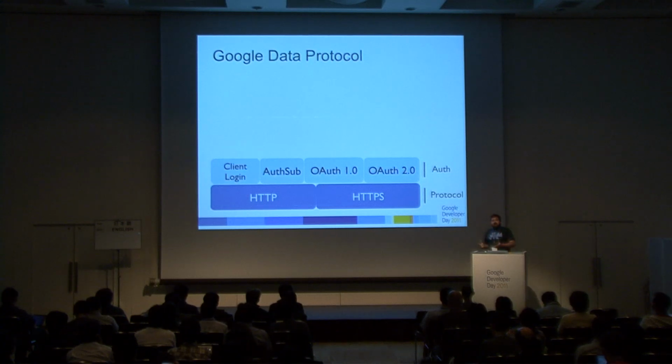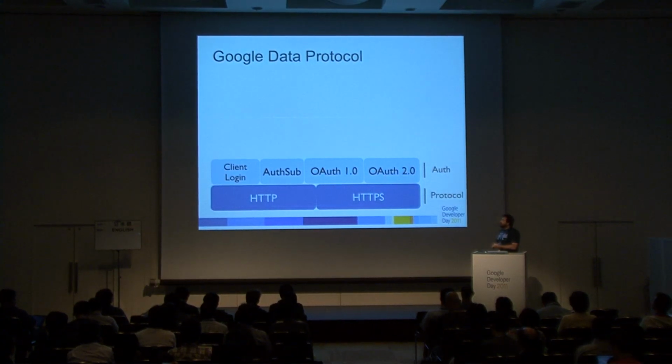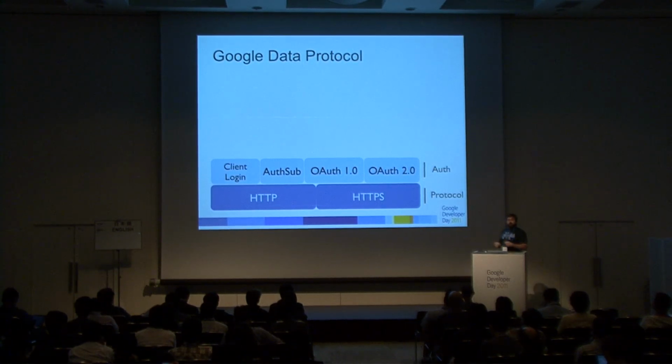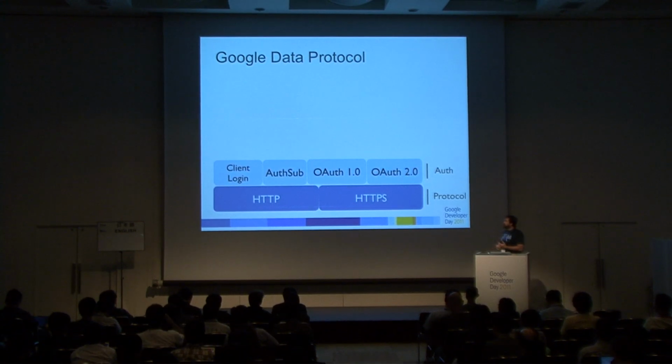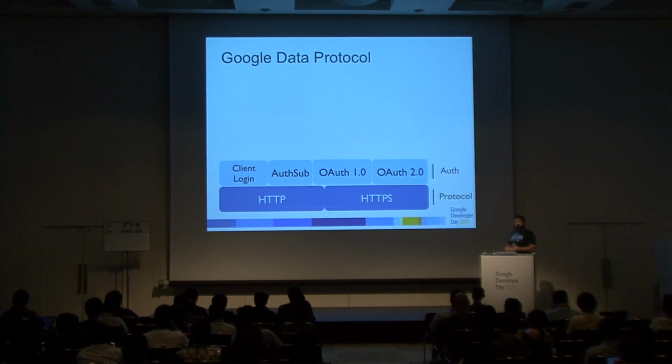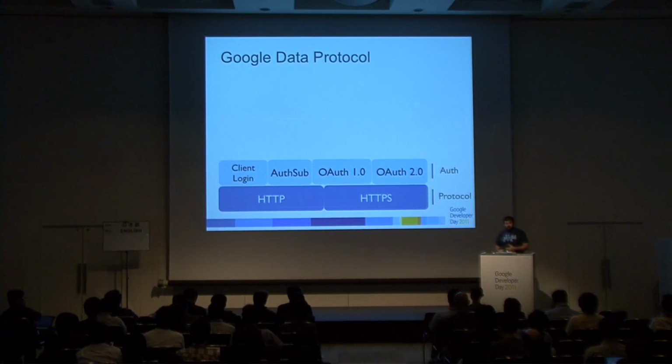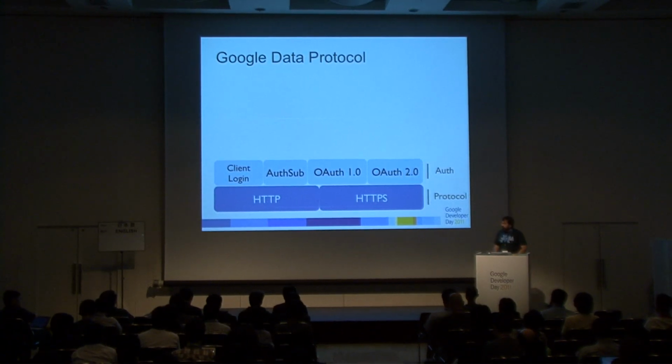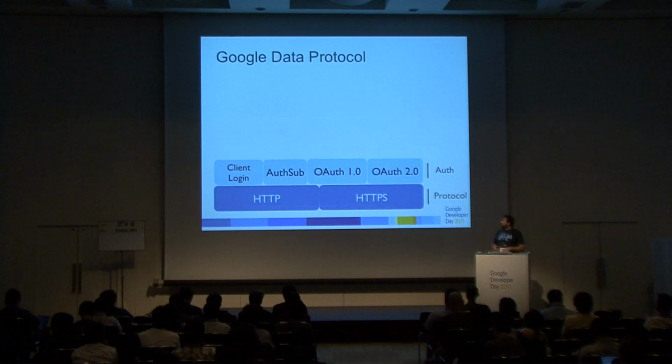The authentication picture is pretty complicated. A couple years ago, we started with client login, which is a way to exchange a username and a password for a token. We added authsub, which is a precursor to what is now the more standard way of doing it, called OAuth. And there's an emerging standard, OAuth 2, which is gaining popularity. And there was a talk earlier today that I hope you got the opportunity to attend.